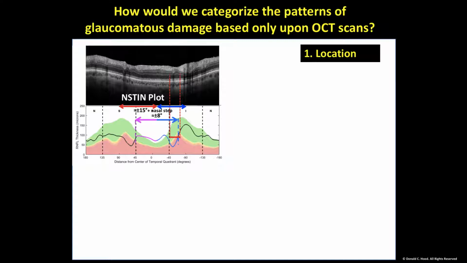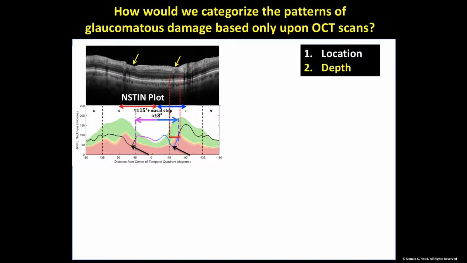So I'm going to give you one scheme and encourage you to think of others. I think the first thing you'd want to think about is when you look at the image. So we're going to talk about looking at these images now. If you look at the image, where is the damage? Well, the damage is here, and you can see it on the circumpapillary retinal nerve fiber layer thickness plot, which we're going to be using. Right? So that's the location of the damage. There's also damage there. Right? So in addition to location, it can vary in depth.